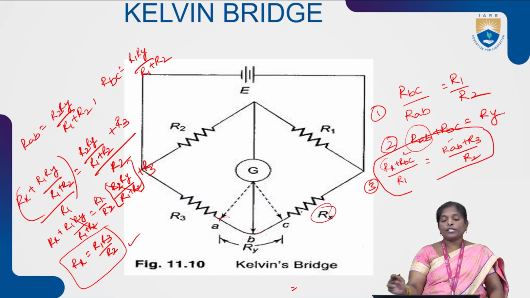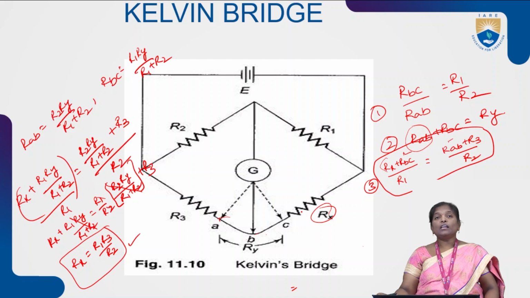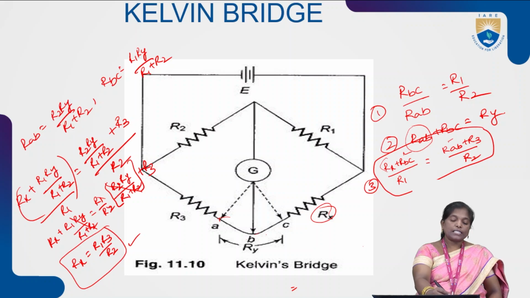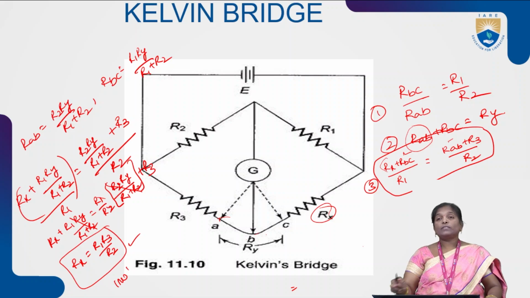This is the unknown resistance that is present in the Kelvin bridge. This resistance has a very low value. Rx equal to R1 into R3 by R2.